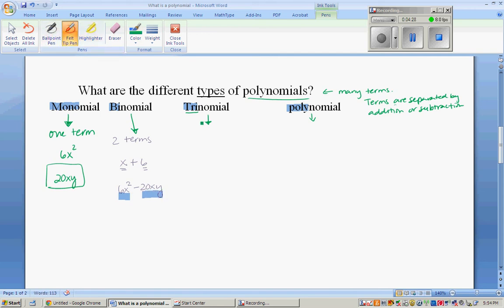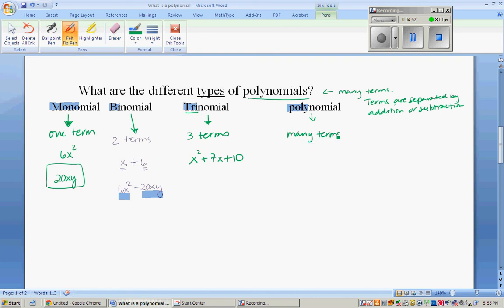We can all see where this is going. A trinomial is 3 terms. And most of the quadratics we see are trinomials. X squared plus 7x plus 10 would be a great example of a trinomial. And finally, a polynomial is just many terms. Once you've gone beyond 3 terms, we just call it a polynomial.